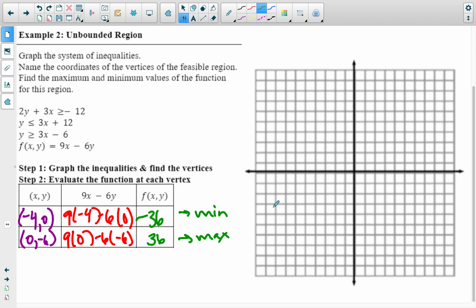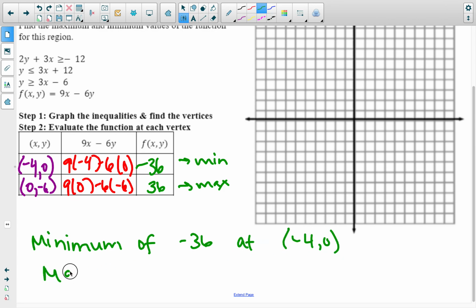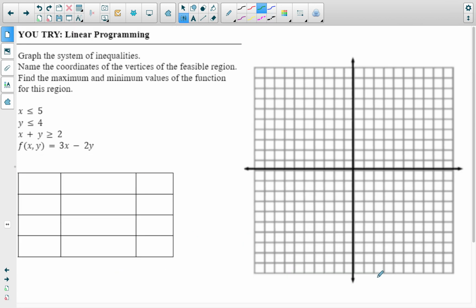Right, so the way we write our final solution, something like this. Minimum of negative 36 at the location negative 4, 0. Maximum of 36 at 0, negative 6. Alright, pause the video, give this one a try.